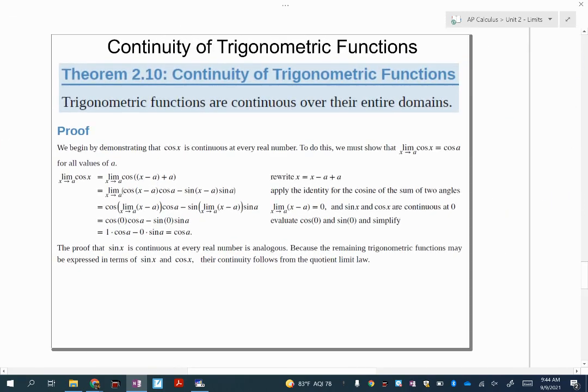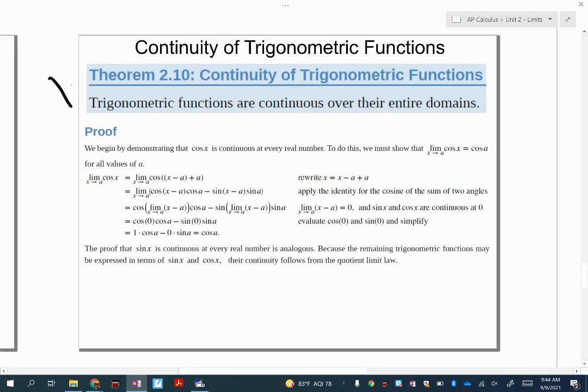Now, this one I put the proof here to read about if you are interested in. You don't really need to know the proof, but I put it down here in case you wanted it as a reference point. But essentially what I need you to know is this theorem, which is that trigonometric functions are continuous over their entire domains.